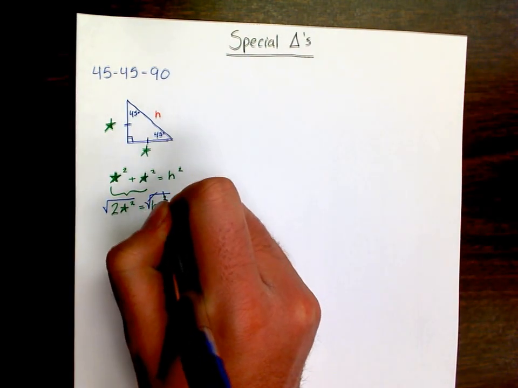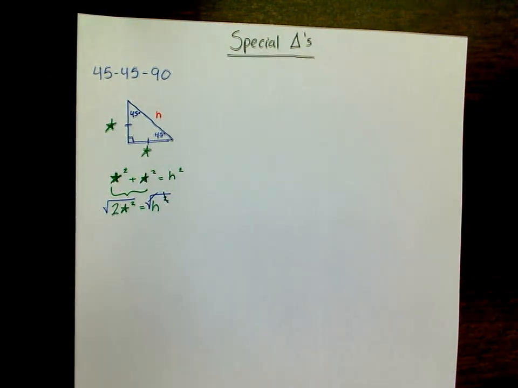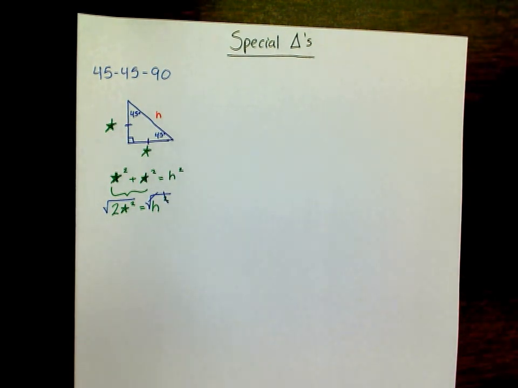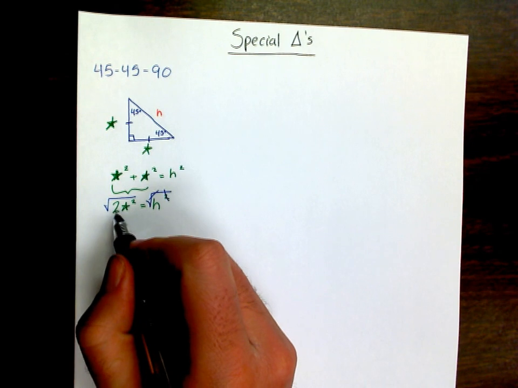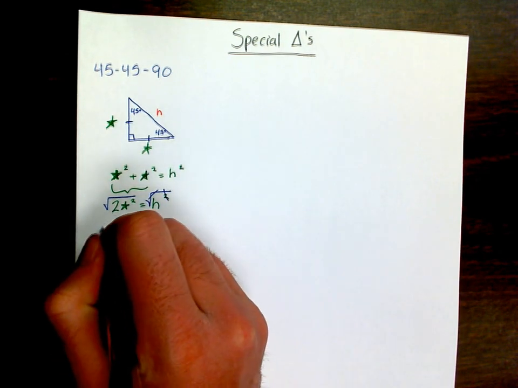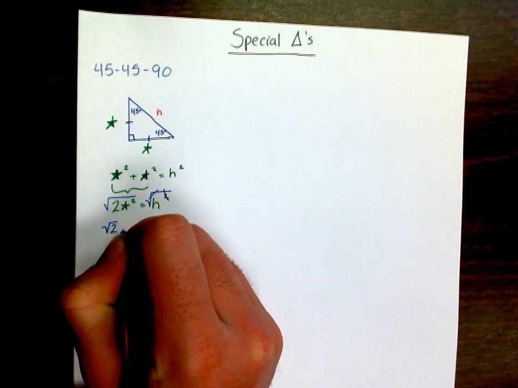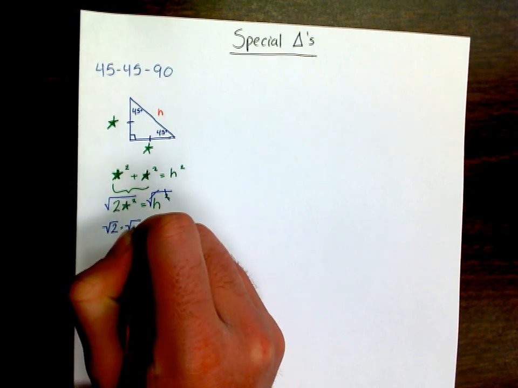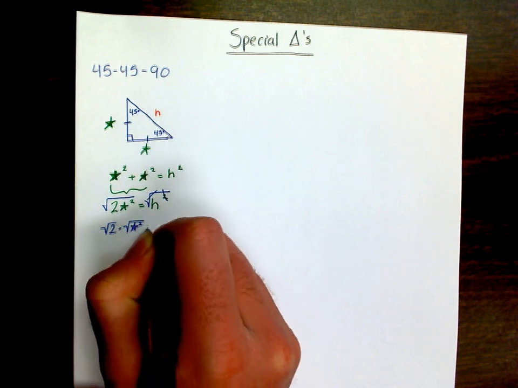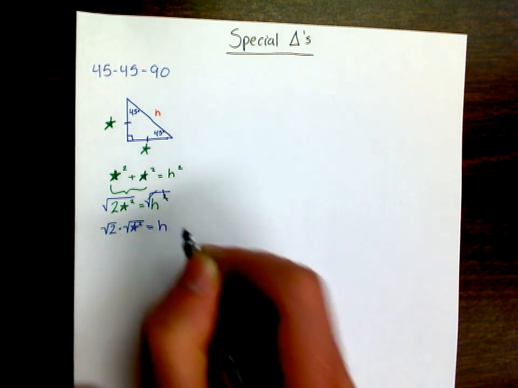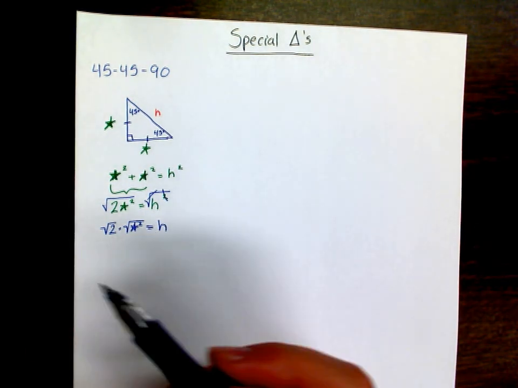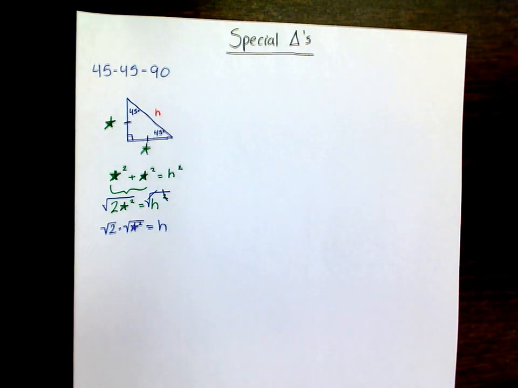Now there's this property of square roots that we talked about in first quarter, whether you remember it or not, I promise we did, that says if I'm taking the square root of two things being multiplied, I can break them up like this. I can take the square root of the first one times the square root of the second one, which happens to be star squared. And that still equals h. And then I notice that the square root of star squared simplifies and cancels out.